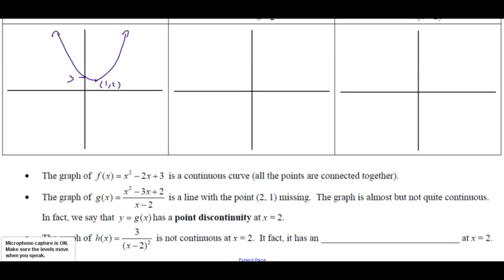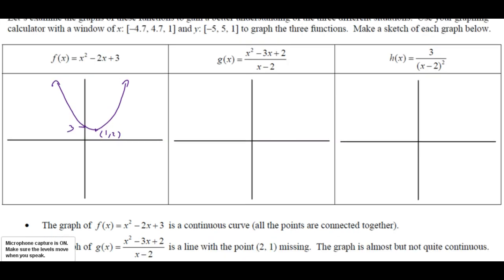All right, now what do we want to do? Let's just look at f of x. The graph of f of x equals x squared minus 2x plus 3 is a continuous curve. All the points are connected. When we draw that, we don't have to lift up our pen, right? We're not doing anything special. We're just drawing it, so it's continuous.